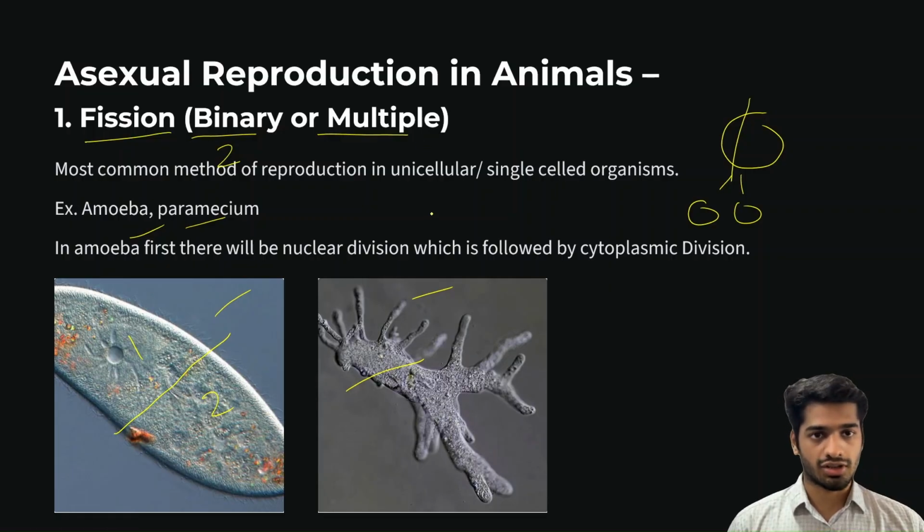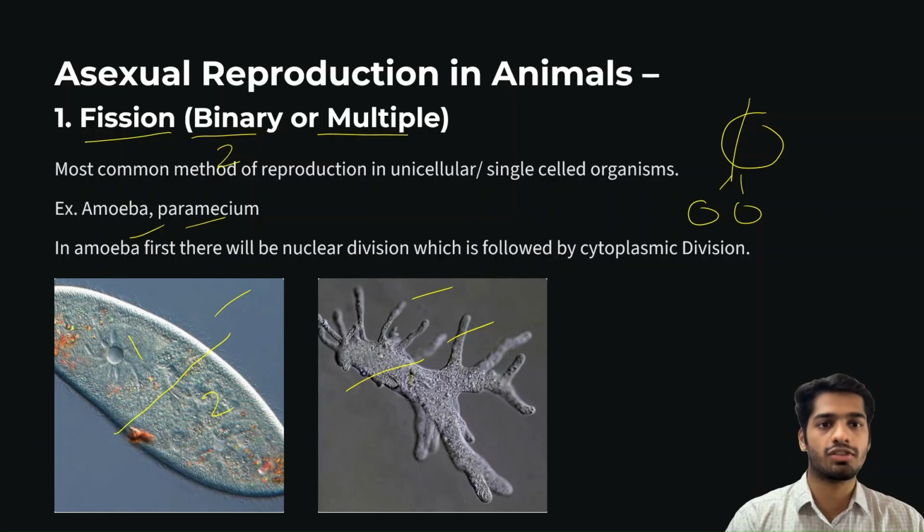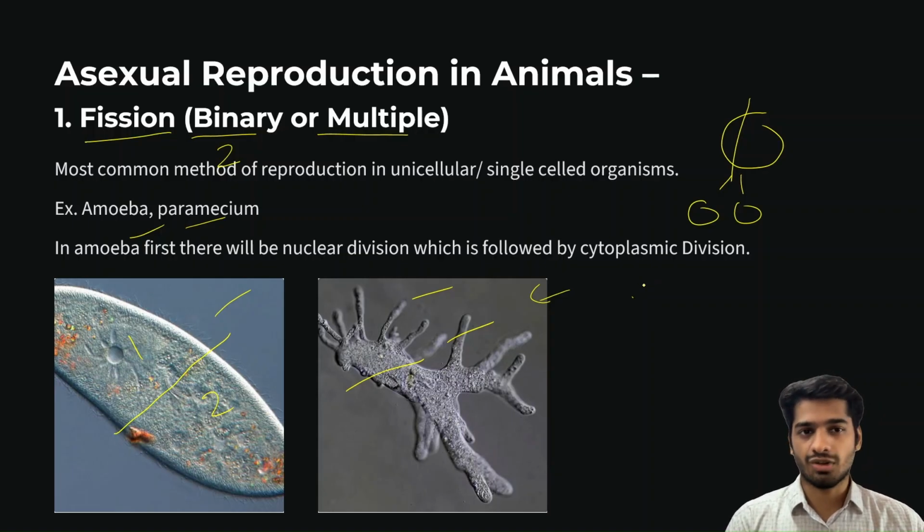After that, multiple fission. For this, again, we have the example of amoeba. Amoeba can show both types of asexual reproduction, binary fission as well as multiple fission. Binary fission will only be done when there is a favorable condition, meaning my amoeba is getting all kinds of nutrition. Then it is going to show binary fission. If there is an unfavorable condition, meaning my amoeba is not getting nutrition, it is a very difficult situation. So what is my amoeba going to do?